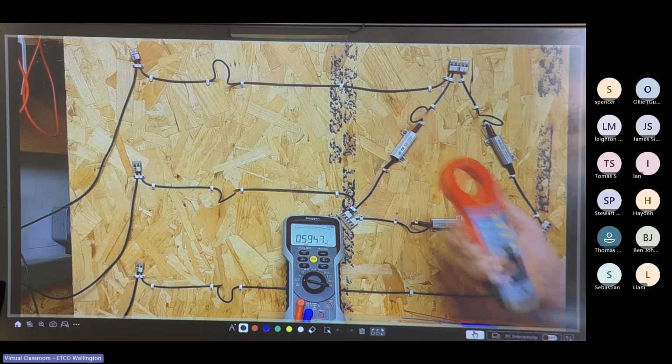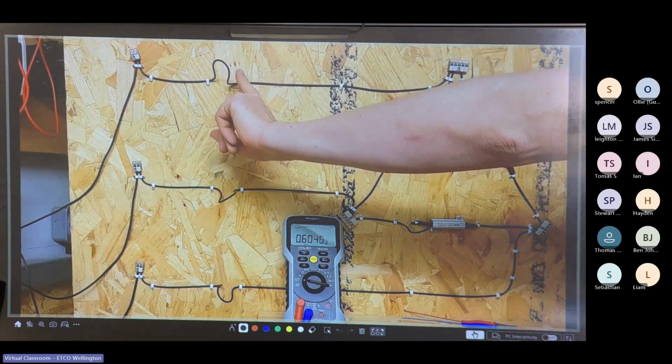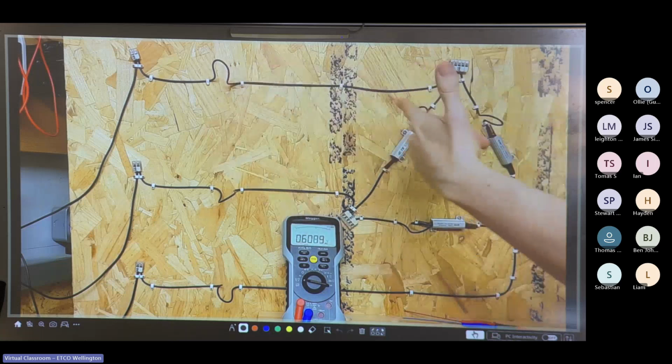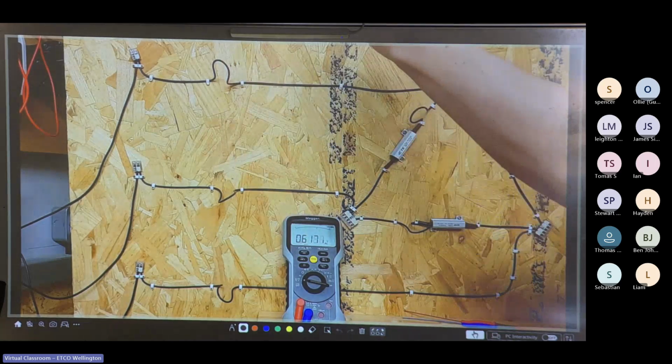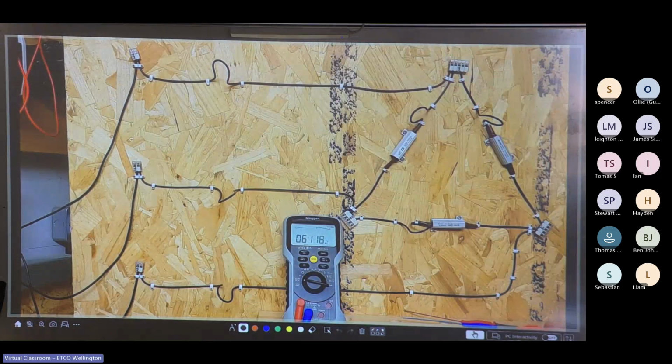So that's our phase current. So what do you think is going to happen to our line current? Do you think it'll be the same as the phase current? Do you think it will be higher? Do you think it will be lower? Well, let's take a measurement and let's find out.